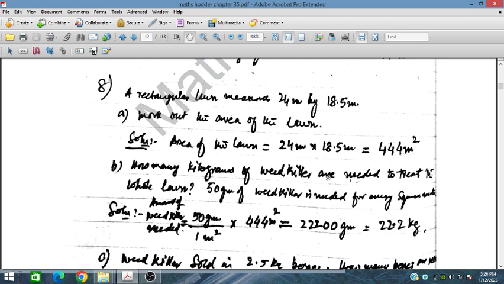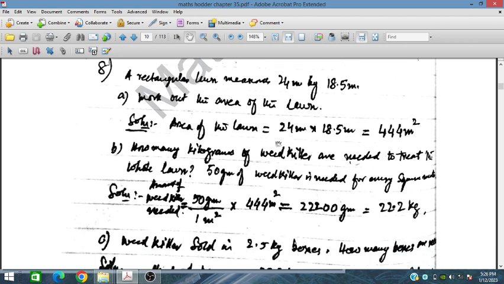How many kilograms of weed killer are needed to treat the whole lawn? So we have to place the weed killer on the lawn. The quantity is 50 grams of weed killer needed for every square meter. So the amount of weed killer needed is 50 grams per 1 meter square. The total area of the lawn is 444 meters square, so we multiply with this. The meter square will cancel, and we multiply 50 by 444. So we'll get 22200. Divide by 1000, so 22.2 kilograms of weed killer would be required for this whole lawn.